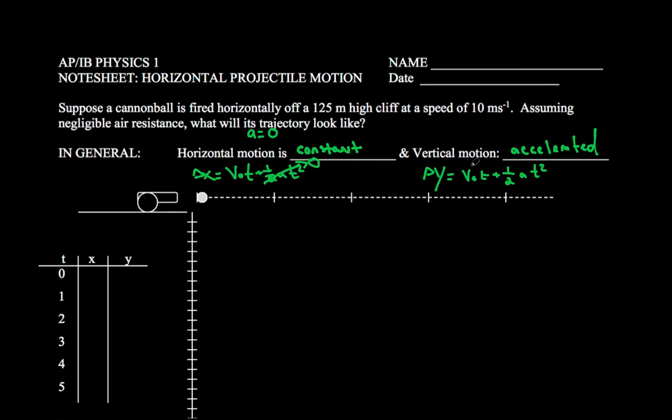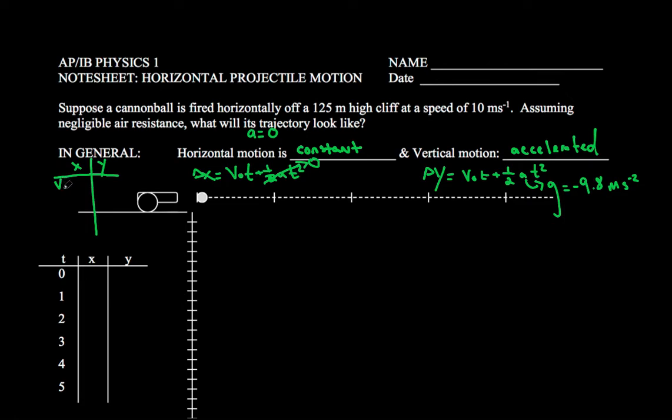And then in the vertical motion, my velocity is accelerated. So I have some initial velocity, and then my acceleration will be my acceleration due to gravity, g, of negative 9.8 meters per second squared. Looking at this cannon, we know that it's originally 125 meters high off a cliff, and it's launched with a horizontal speed of 10 meters per second. So if I set up my given information, I want to separate what's going on in the x and what's going on in the y.